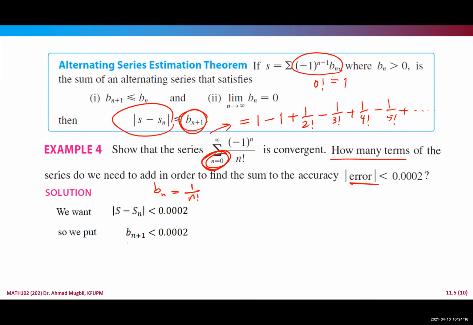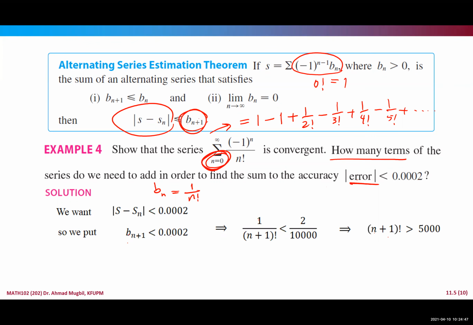Now, this is Bn. So what is Bn plus 1? Bn plus 1 will be 1 over n plus 1 factorial. Now, you have this inequality. How to solve it, ya Shabab? You can cross multiply or take the reciprocal. Both are positive. So if you apply the reciprocal, this will be n plus 1 factorial over 1, which is n plus 1 factorial, greater than 10,000 over 2, which is 5,000.